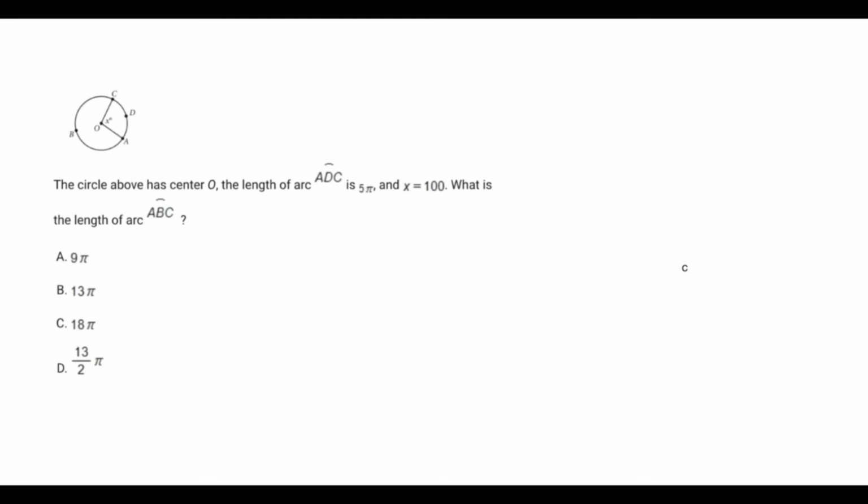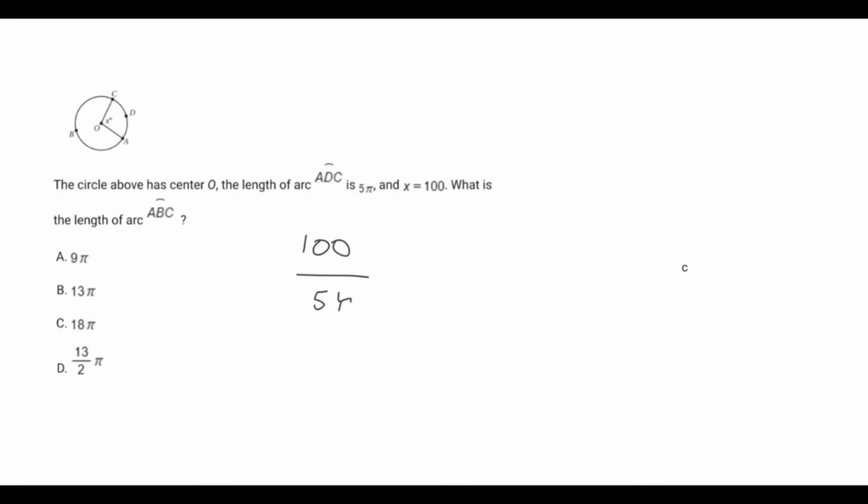The circle above has a center O. The length of arc ADC, the minor arc, is 5 pi, and x equals 100. What is the length of arc ABC? All right, so if we look at this, what we want to do is set up a ratio, right? So the first thing we know is that the angle x is going to be corresponding with that arc ADC. So our angle x we can just write this on top, would be 100, right? And so it's corresponding to arc ADC, which has a length of 5 pi.